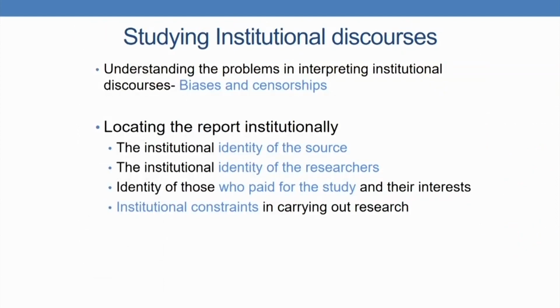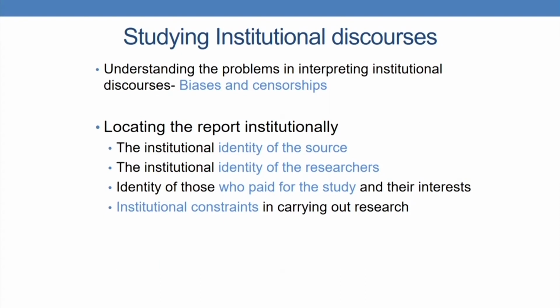Now, it is also important, at this stage when we are identifying research materials, to look at institutional discourses. It is important to understand the problems in interpreting institutional discourses, biases and censorships. Usually when we are locating reports institutionally, certain institutions have carried out reports. For example, we use World Bank reports or UNICEF reports, UNDP reports, we may use USAID reports. When we are using such reports, it is important to look at what is the source of the reports, what is the ideology of these reports, and what is the political discourse of these reports.